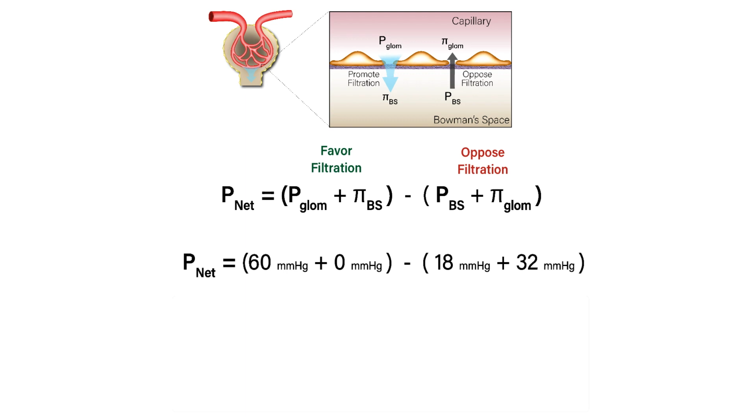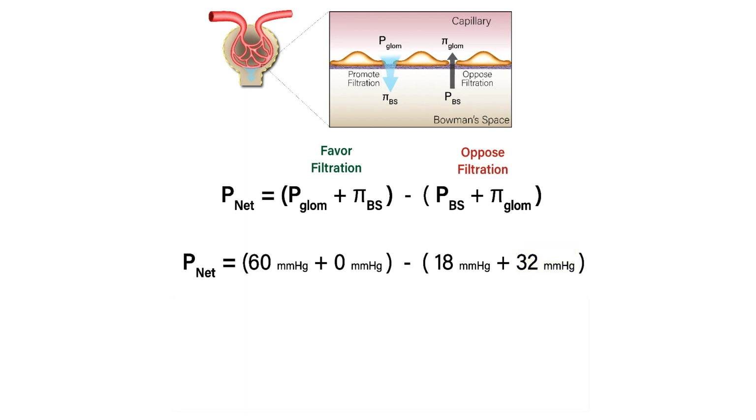For the forces which favor filtration, a reasonable glomerular hydrostatic pressure is approximately 60 millimeters of mercury. And as mentioned before, the oncotic pressure within Bowman's space is typically negligible, so approaching 0 millimeters of mercury. And for the forces which oppose filtration, you could expect the hydrostatic pressure within Bowman's space to be approximately 18 millimeters of mercury, and the oncotic pressure within the glomerulus to be approximately 32 millimeters of mercury.